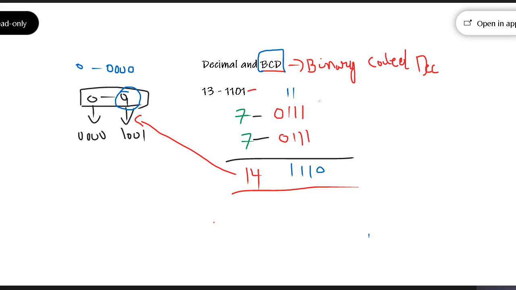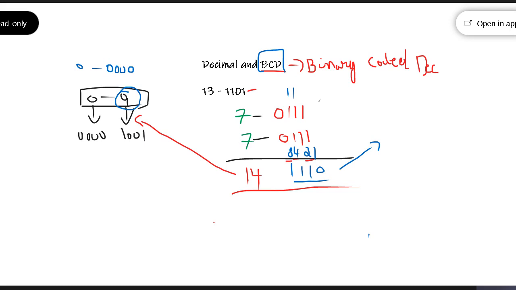Is this correct? Yes, sir. Technically it is correct. Why? Because if you take 8, 4, 2, 1, 8 plus 4 is nothing but 12, but 12 plus 2 is nothing but 14.